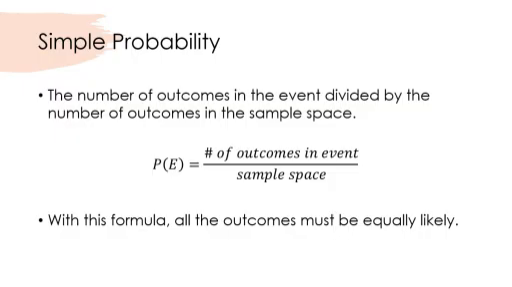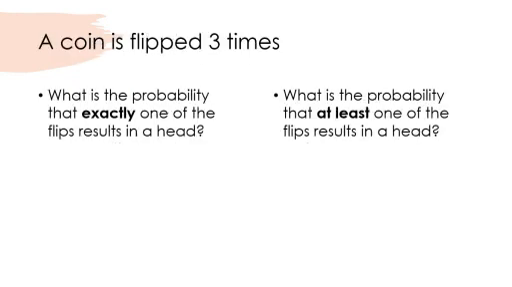Now, if you're doing something like pulling objects out of a hat, but there's more likely chance that this object's going to be taken over another one, then you can't use simple probability as much.